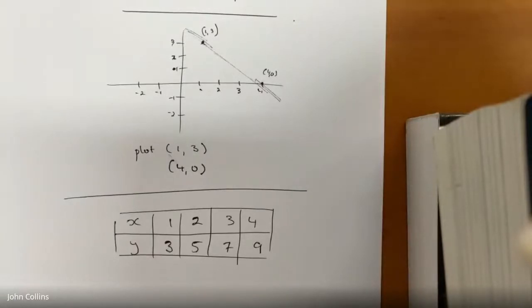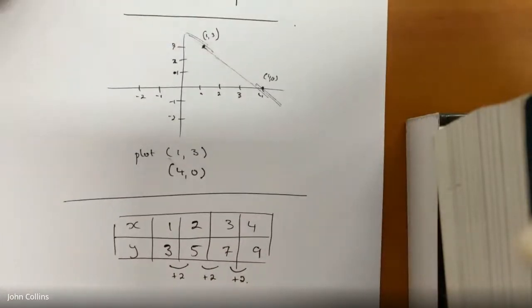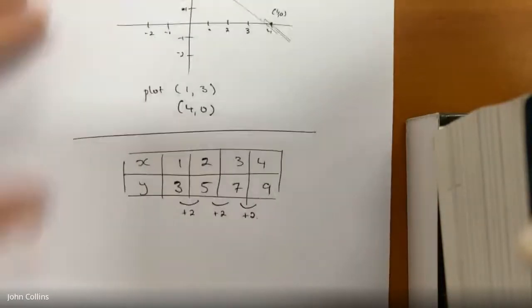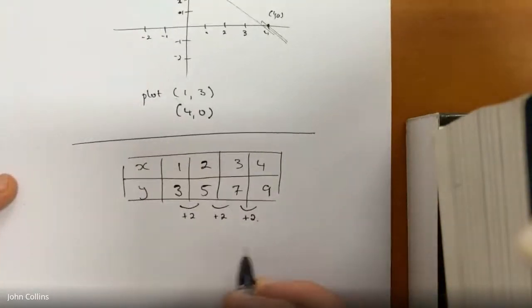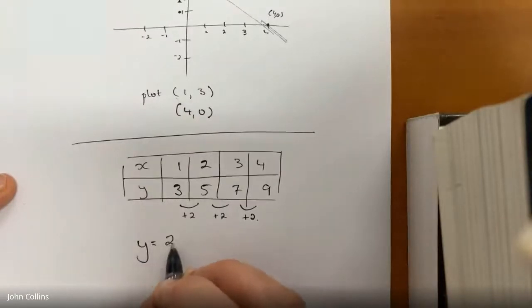Okay, so let's talk about creating a formula for this. So we had this in the last unit, so this shouldn't be too much of a stretch. If I add 2, that would be my rule. Okay, so adding 2 is my rule. Now, how do I create a formula from that? y is equal to, add 2 means 2 times x in a formula.